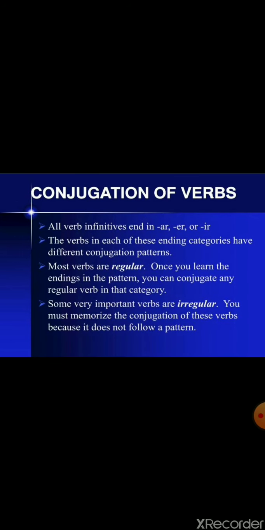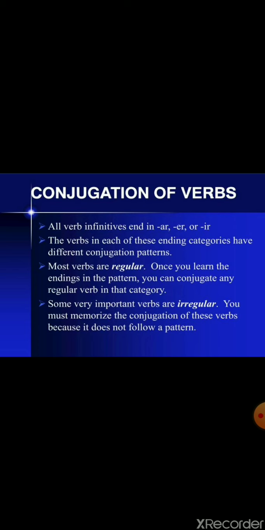So some rules, let us see. All verb infinitives end in er, ar, ir. The verbs in each of these ending categories have different conjugation patterns. Now we are talking about the pattern. Regular verbs, irregular verbs. Most verbs are regular. Once you learn the ending and the pattern, you can conjugate any regular verb in that category.